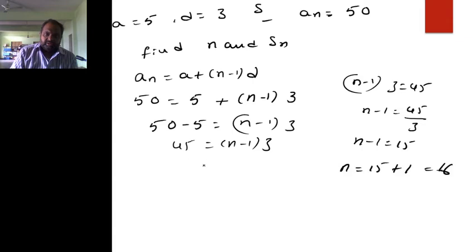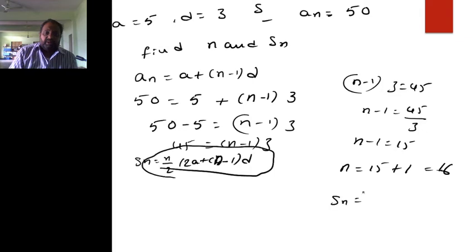Another important thing: you know the formula Sn is equal to n by 2 into 2a plus n minus 1 into d. So we know this formula. Now the sum of n terms, when we know the first term and last term, the formula is n by 2 into a plus l.